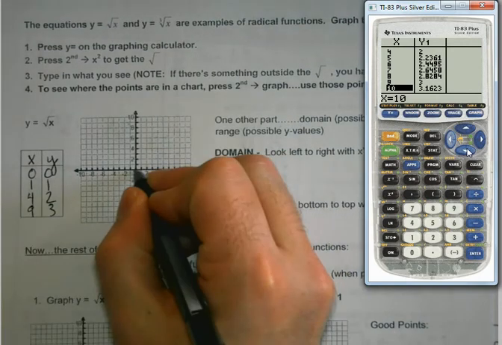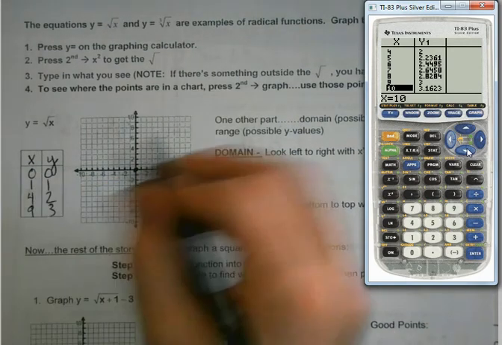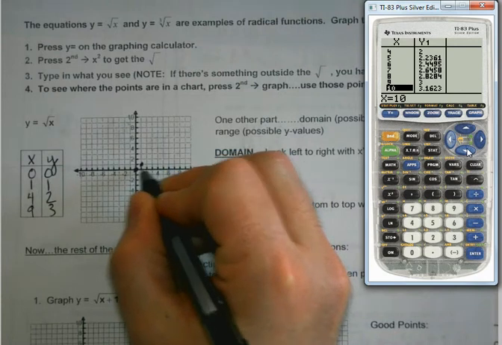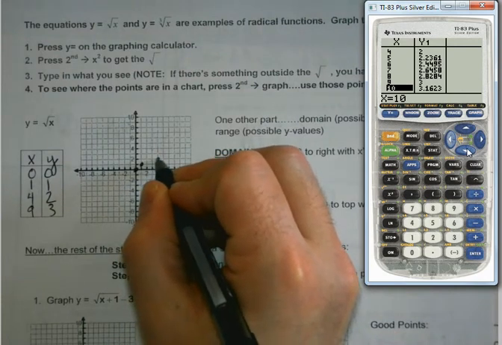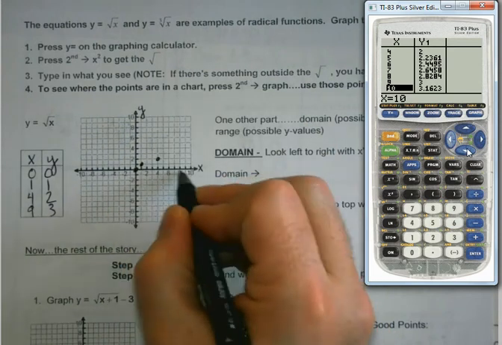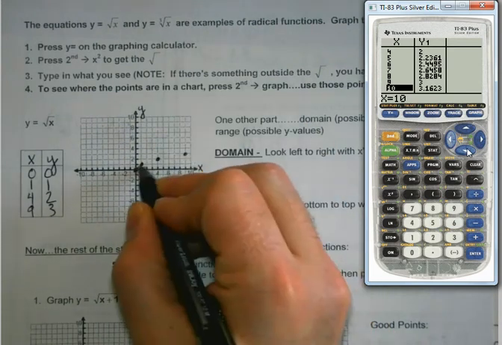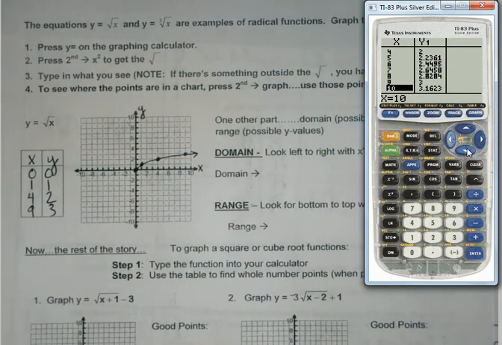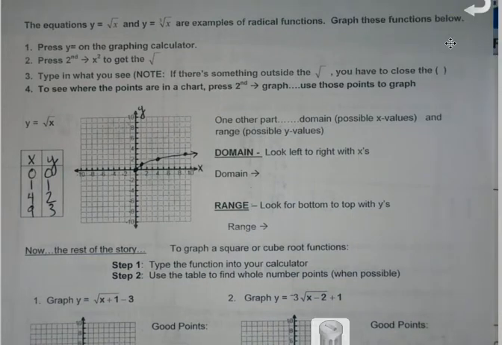So I'm going to plot those 4 points. 1, 1, 4, 2, because again, this is my x and this is my y. And then 9, 3. And then I just connect the dots. And those are going to be my base values that I use every time I have a square root function. And then we can just move them from there, but we'll get to that.